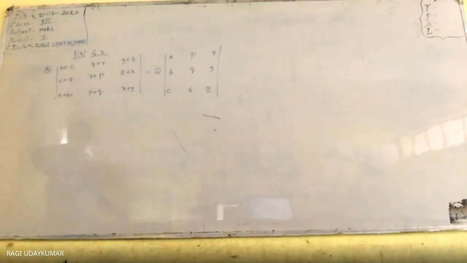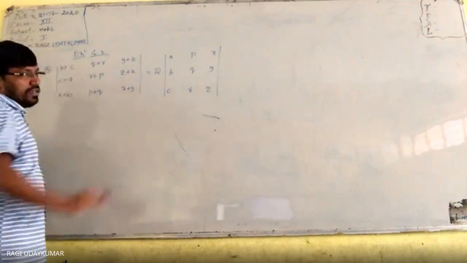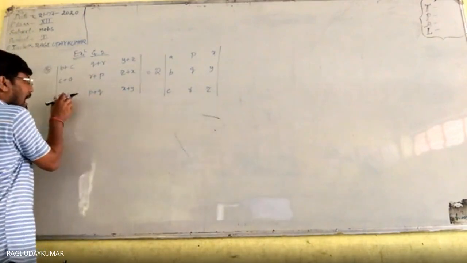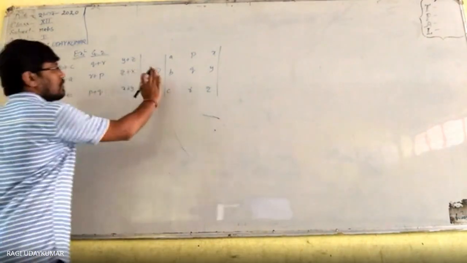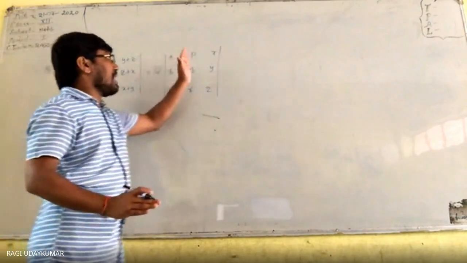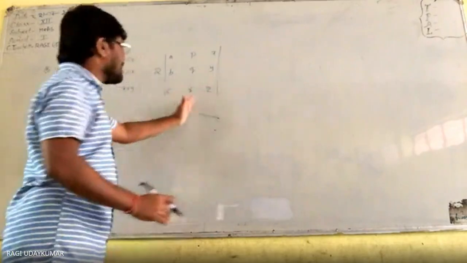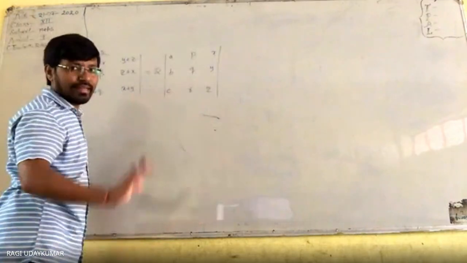Now, what will we do? Taking the column B plus C, A, P, X, B, Q, Y. In any way you can do, any column or any row you take, you expand along that row. This is what we need to prove: 2 times the determinant of A, P, X; B, Q, Y; C, R, Z. Like that also you can do.